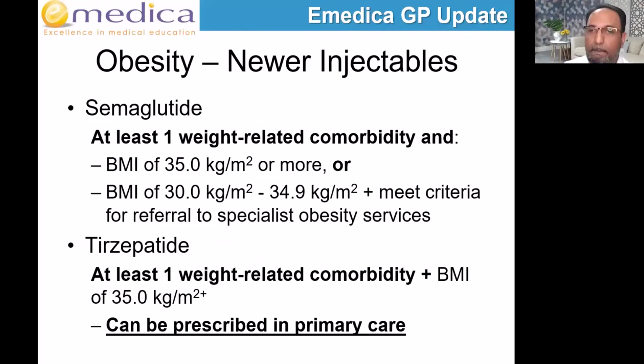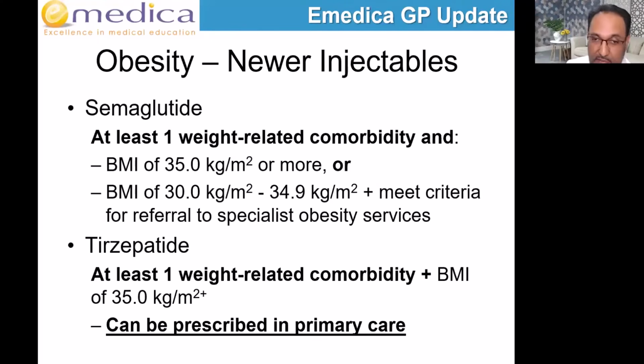So we've got semaglutide. They need to have at least one weight-related comorbidity, and then either a body mass index of 35 or more, i.e. obesity 2, or between 30 and 34.9, and they meet the criteria for referral to a specialist obesity service. Okay, often that would be higher risk patients, multiple morbidities.